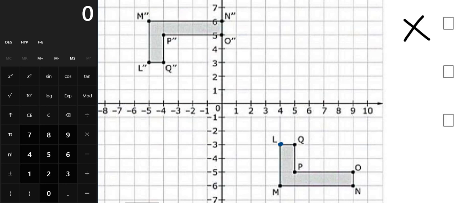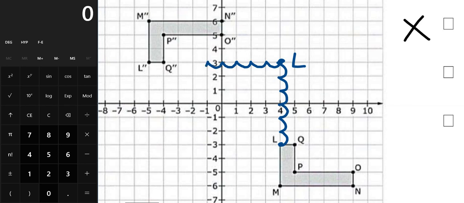So point L. Reflecting across the x-axis. So I'm going to count up to get to the x-axis. 1, 2, 3. Up 3 again. 1, 2, 3. I'm here at 4, 3. And then it says it's going to go to the left 9 units. Let's see. 1, 2, 3, 4, 5, 6, 7, 8, 9. Okay, it ended up at the right point.